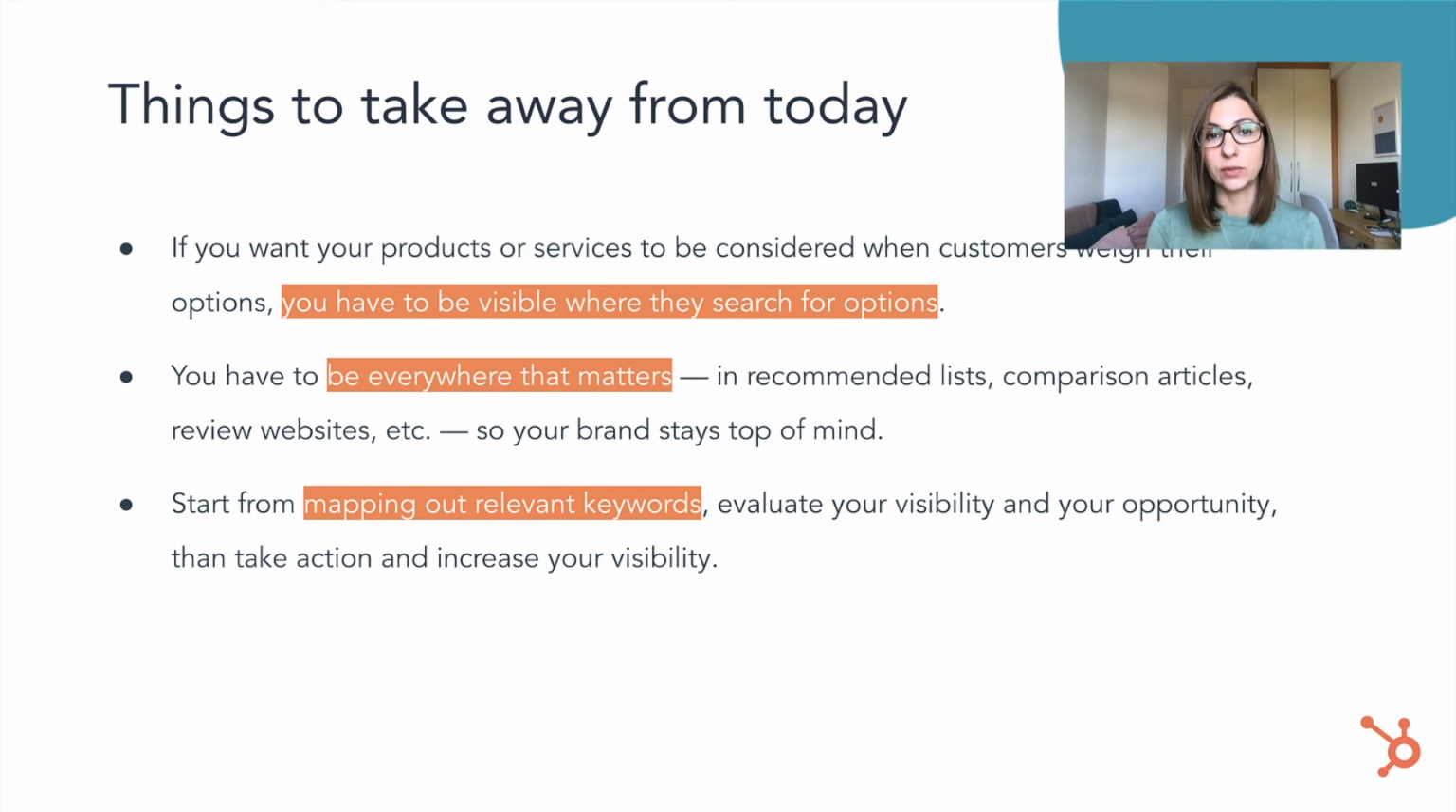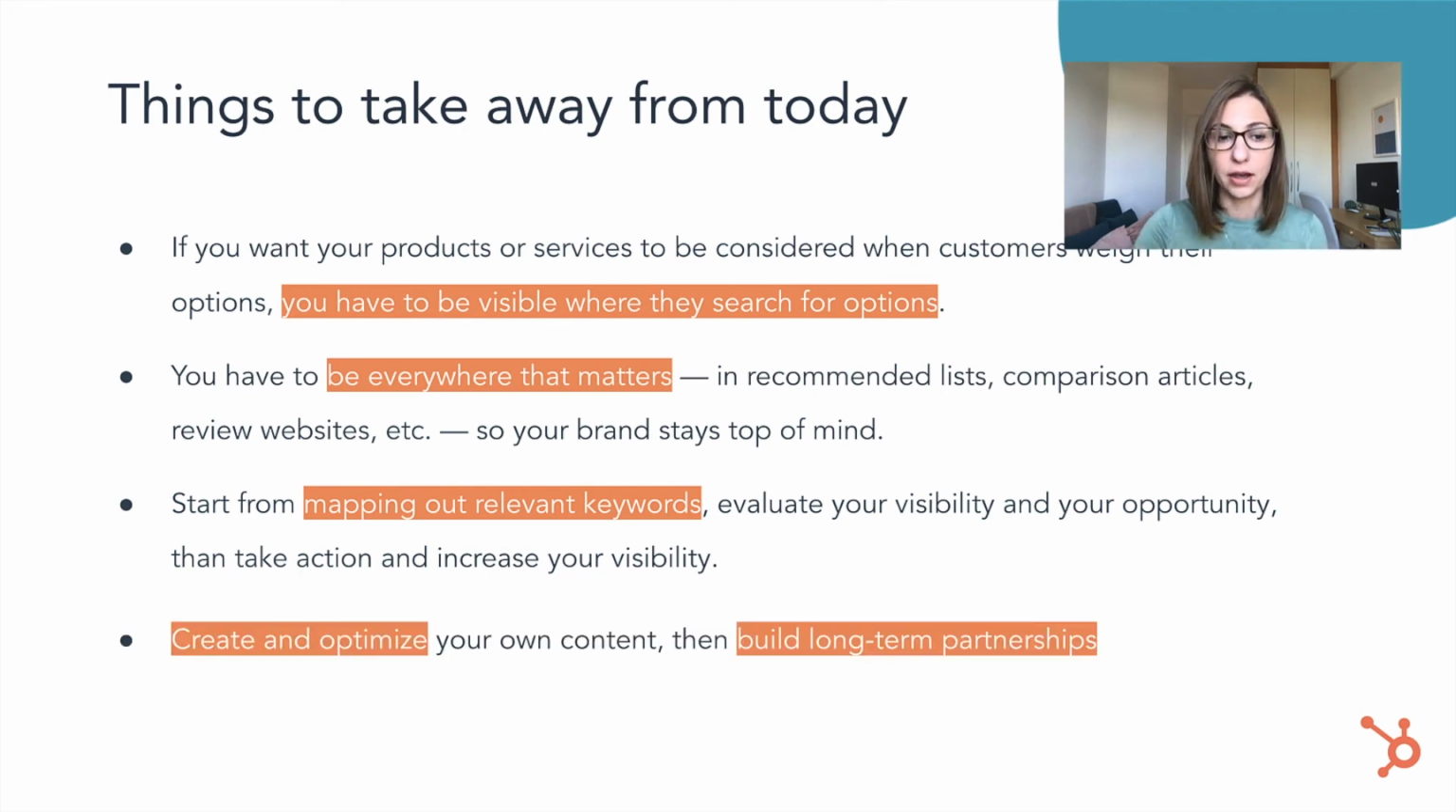If you want to get started with this program, you want to start by mapping out all of the keywords that people are using to get those recommendations or evaluate different products. And then you want to make sure that you create and optimize content for those keywords, so you make sure that your own website, your own properties are visible for those keywords that you're targeting. And then move on to building partnerships, whether that's building a network of affiliates, being part of review websites, etc. And last tip of the day, I guess, is make sure you always track and measure your results.